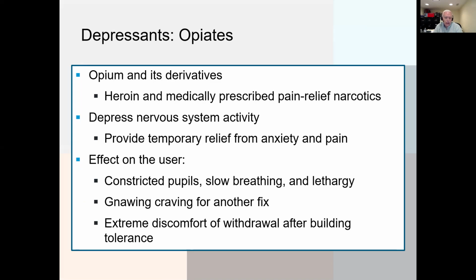So if somebody is addicted to opiates, there are various kinds of symptoms that you might see, like constricted pupils, slow breathing, lethargy. They have a gnawing craving for another fix. Their life revolves around that drug and they just can't get enough of it because it has such a powerful addictive effect on them when they use it. And they may experience intense withdrawal symptoms after building up tolerance for the drug when they don't have access to it.